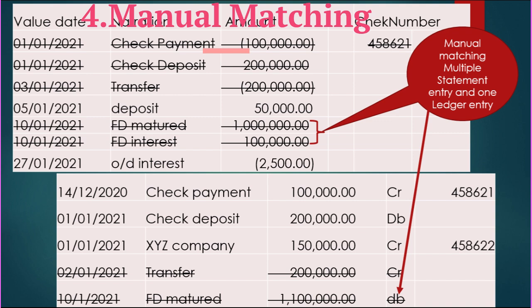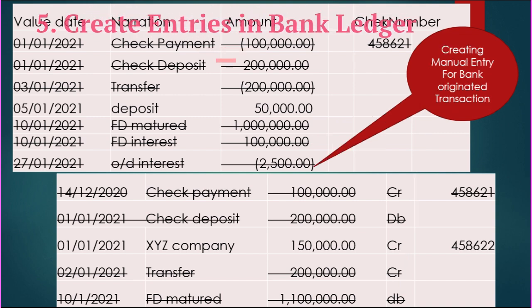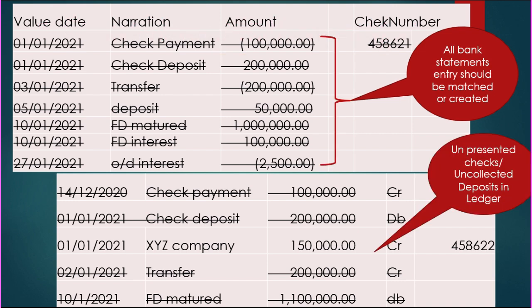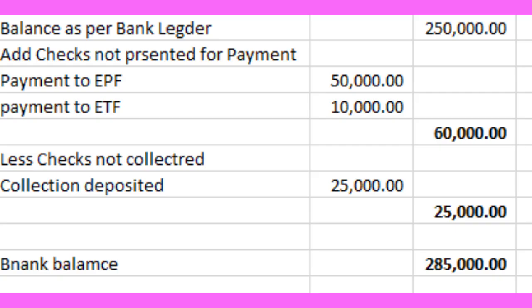Fifth step: creating ledger entries for bank statement entries that are missing in our bank ledger. Sixth step is to print the statement showing bank balance as per ledger and bank statement and show that these differences are due to the identified transactions.